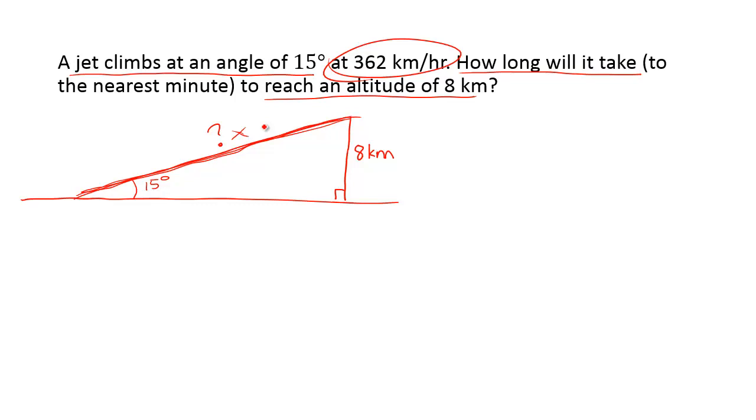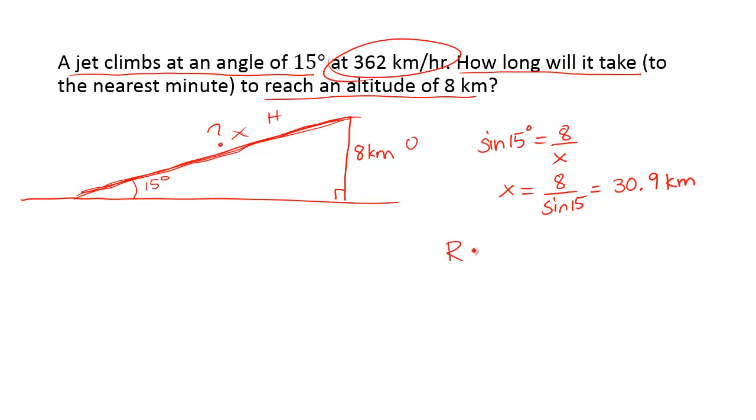And so to find that, we have opposite and hypotenuse, which is a sine ratio. So sine 15 will be 8 over x. And again, that'll be x is 8 over sine 15, which is going to be 30.9. So what that means is 30.9 kilometers is how far we're going.